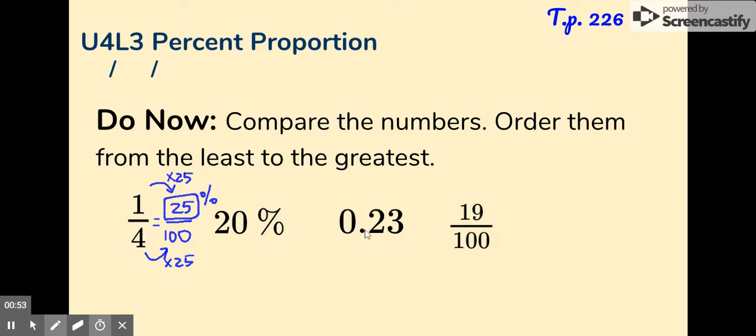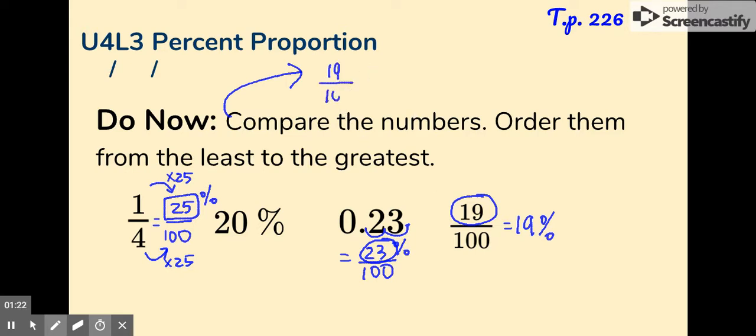0.23, or 23 hundredths. You can also do out of 100, or you can just simply move the decimal. So it's 23%. And this, we already have it, something out of 100, 19%. When you compare the numbers and order them, you better use the original format. So which one is the least one? It's 19 out of 100, and 20%, and 23 hundredths, and 1/4.